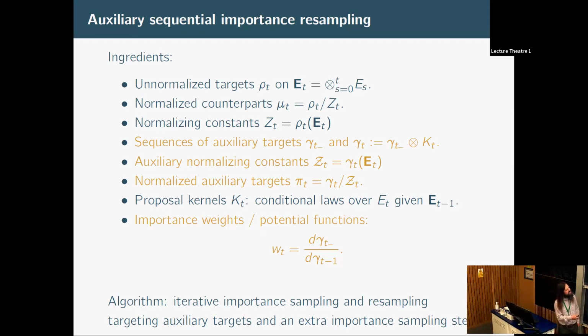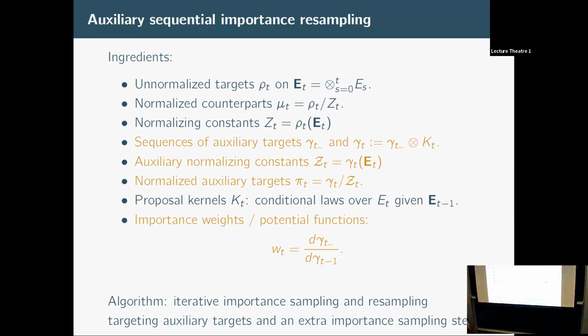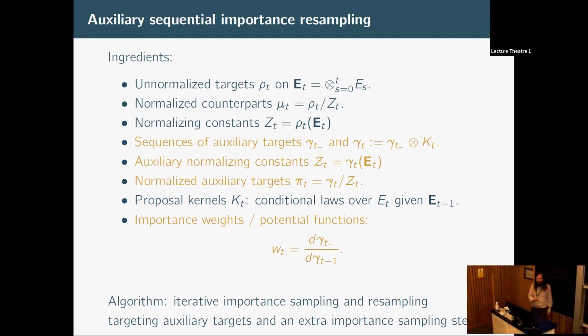And the importance weights here are for the auxiliary target. So I introduced this gamma t minus here, which is essentially what you get in the auxiliary particle filter by reweighting particles before resampling to take into account, in the filtering setting, the next observation as things were first introduced. So it was introduced as a kind of extra auxiliary reweighting step, but you can think about it as just defining a new sequence of target distributions and then running an algorithm to target those. And then in order to extract estimates for the sequence you originally had, you need to correct for that by an additional weighting.